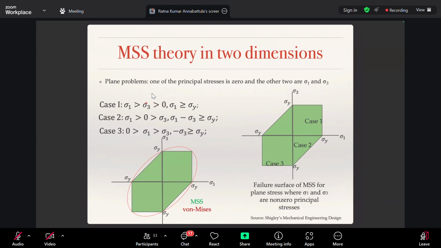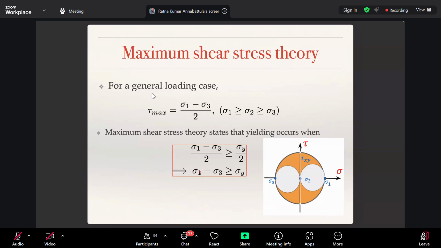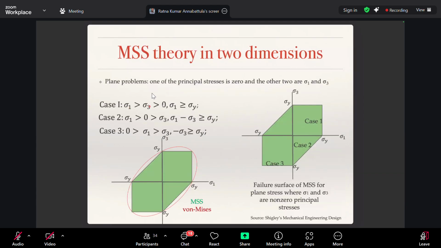If you look carefully from the three-dimensional perspective, sigma 1 is the largest stress and 0 is the smallest stress. So if you plug into this equation, sigma 1 minus 0 greater than or equal to sigma y, or sigma 1 minus 0 is equal to sigma y. That means sigma 1 equal to sigma y is your failure surface. For case 1, sigma 1 equal to sigma y means that straight line is your failure surface first. Is that clear or not?